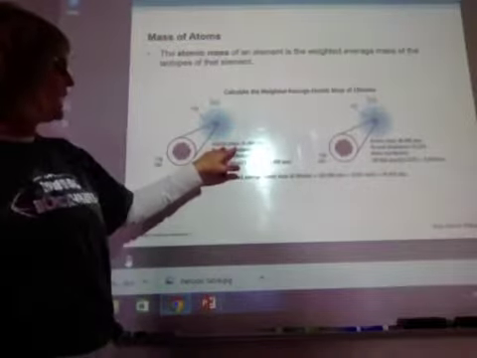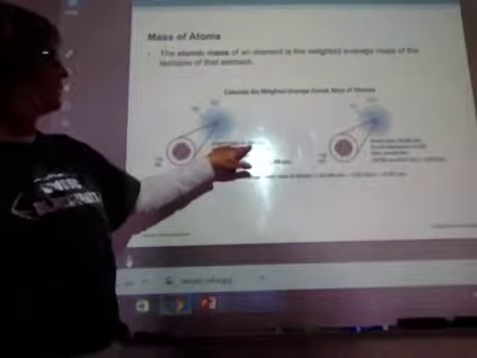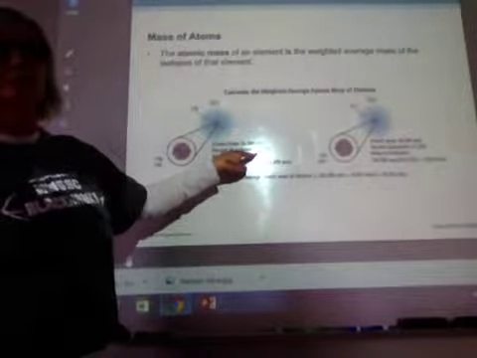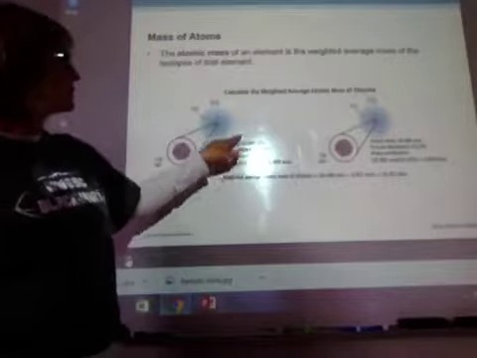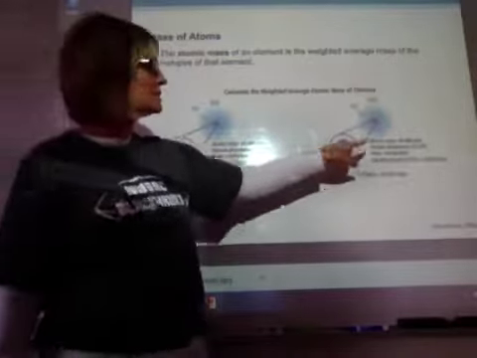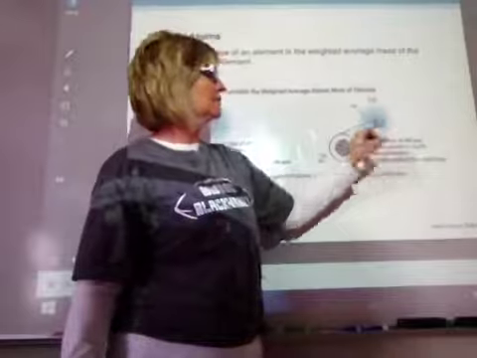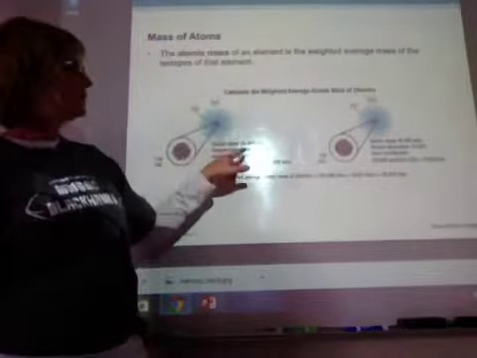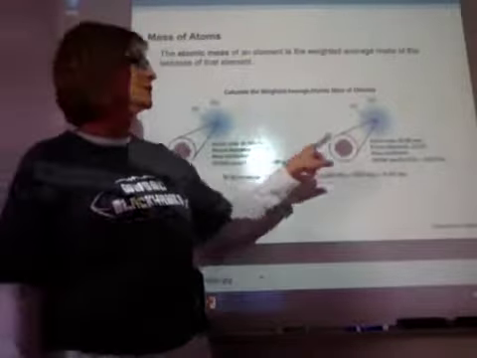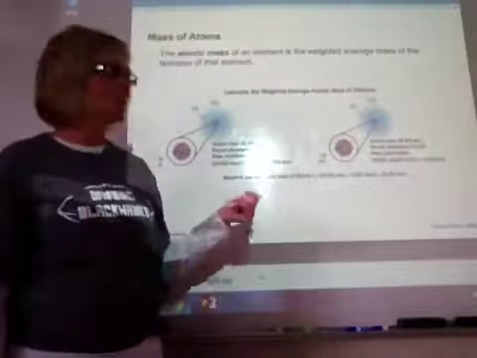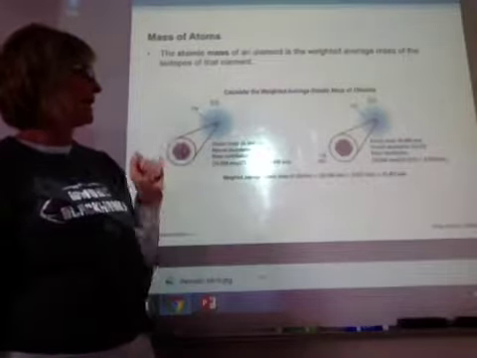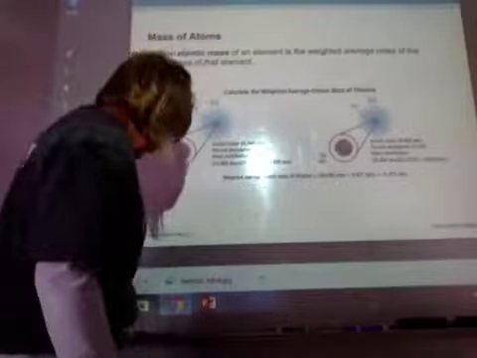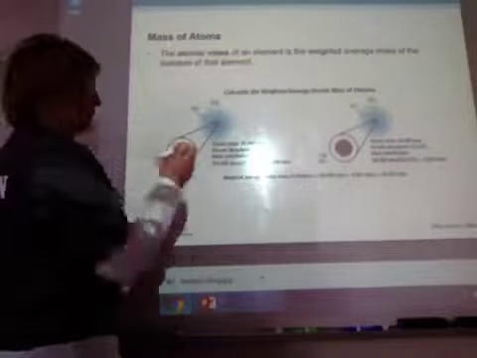Notice that the actual mass is 34.969. Percent abundance is around 76%. So there's more of the 35s than there are the 37s. Therefore, if you look at chlorine on your periodic table, it's closer to 35 than it is 37, because more isotopes have that.